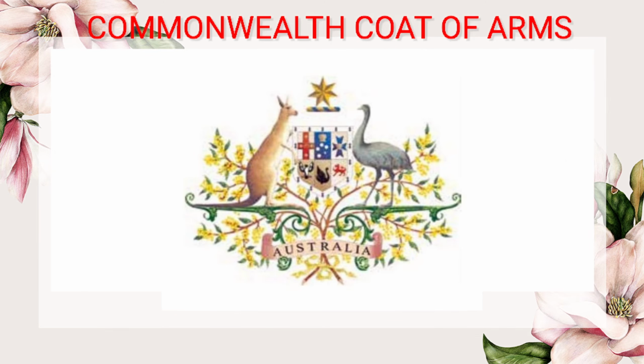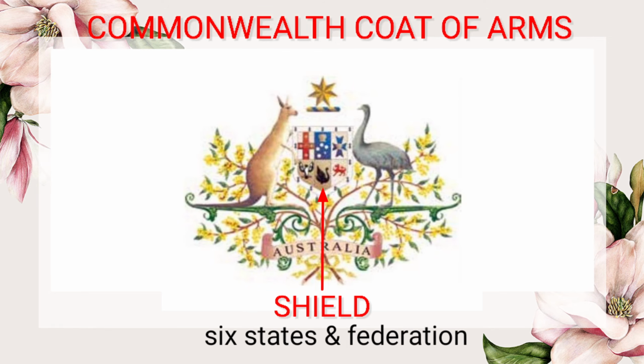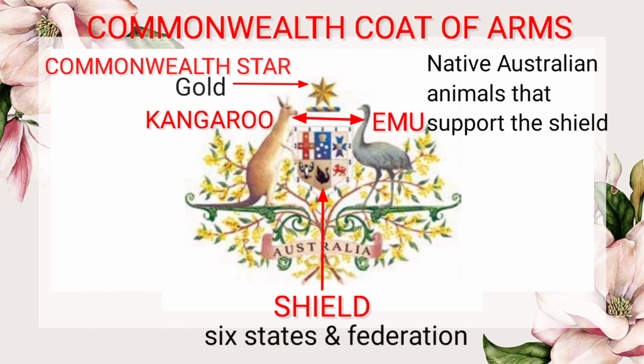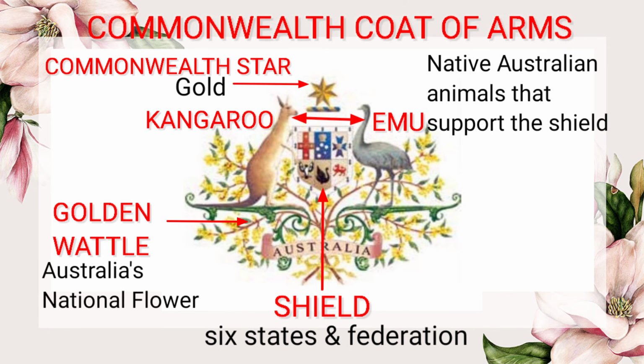Now let's discuss the Commonwealth Coat of Arms symbol. The shield in the center represents the 6 states and federation. A kangaroo and an emu, which are both native Australian animals, support the shield on each side. A gold Commonwealth star sits above the shield. The background is a golden wattle, Australia's national flower.